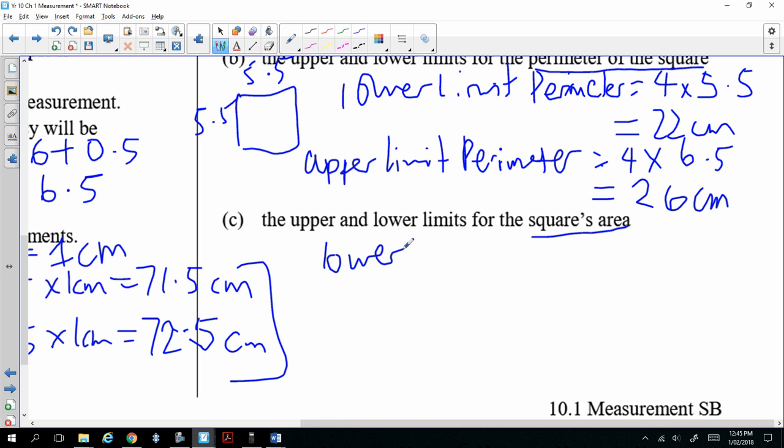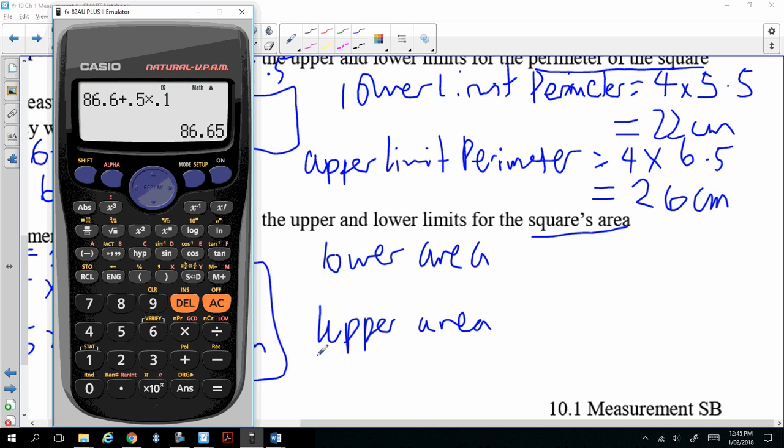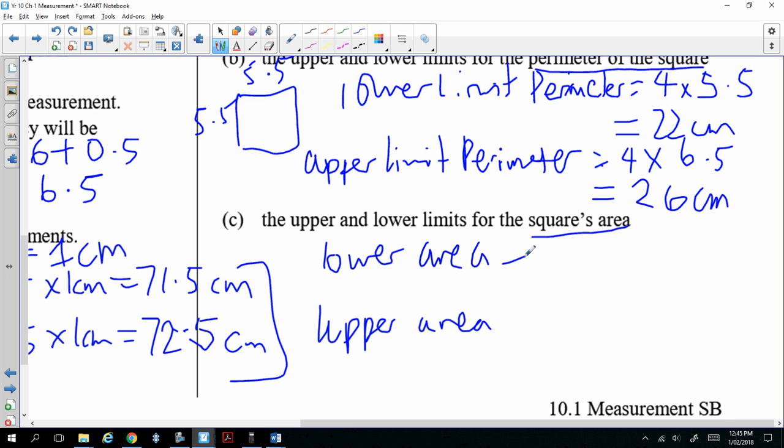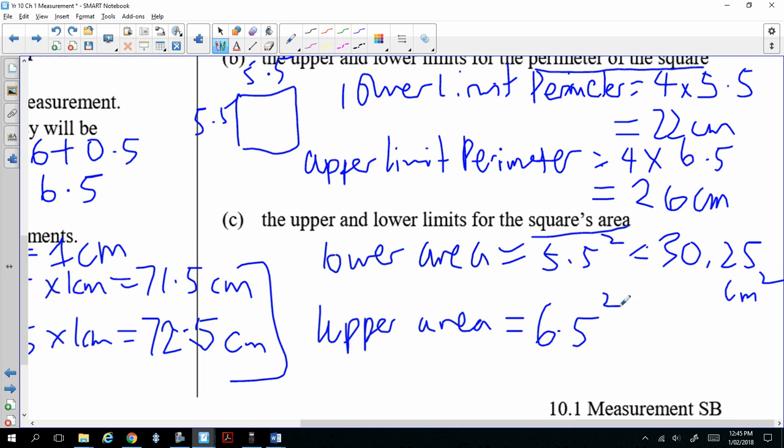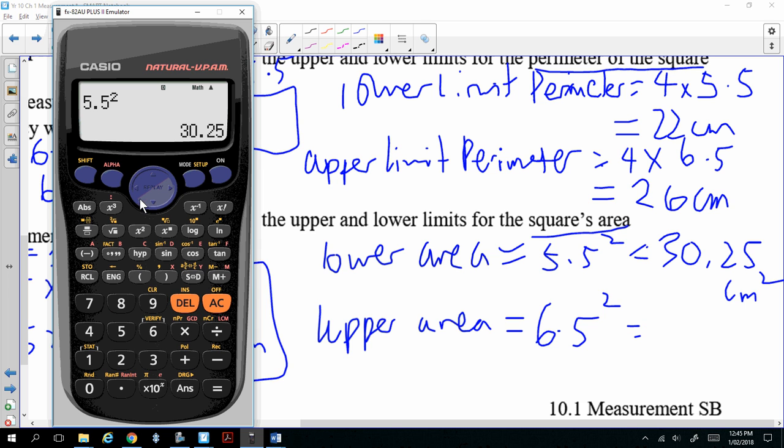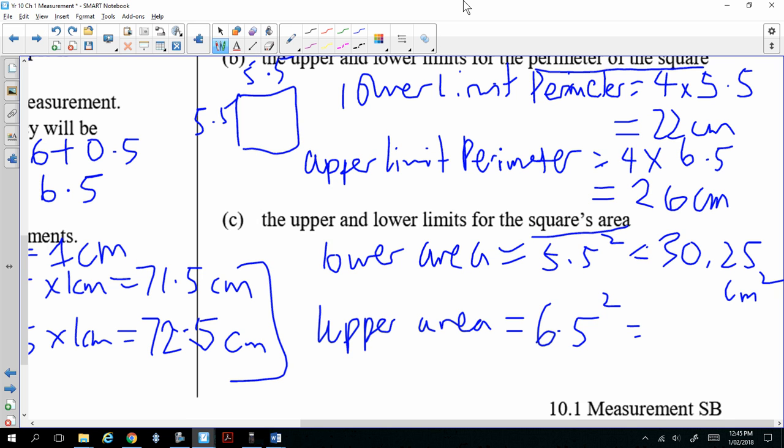On your calculator, there's a dedicated square button. All you have to do is press 5.5 square. That gives you the lower limit, which is 30.25 square centimeters. And the other one is 6.5 square. All you have to do is change the 5 to a 6. You get 42.25. So that's the largest area it could be, and that's the lowest area it could be. Okay, any question?